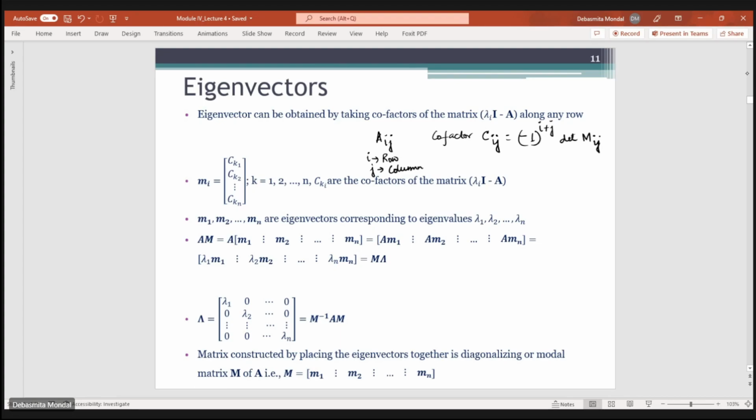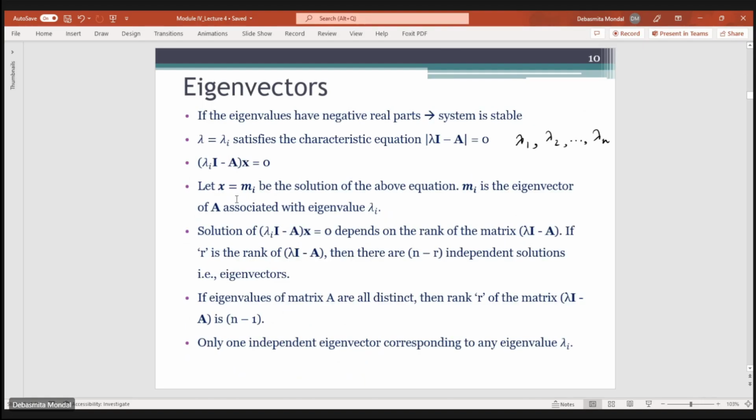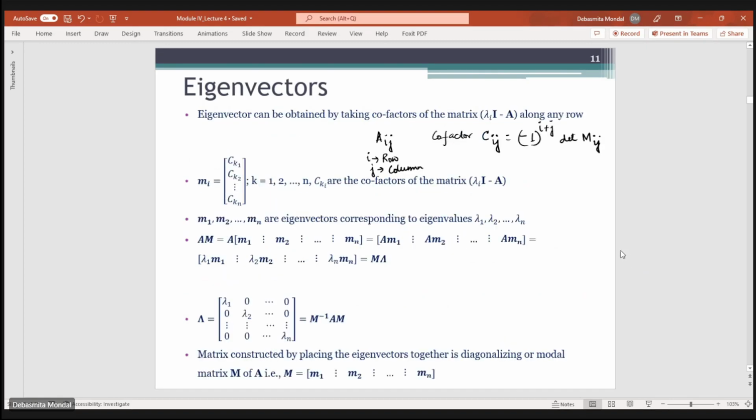If you take this matrix A inside the matrix, you will have A of m1, A of m2, till A of mn. And since x was equal to mi, you can simply express this in terms of lambda, in terms of the eigenvalues. So A m1 will be equal to lambda 1 into m1, A m2 will be equal to lambda 2 into m2, till lambda n into mn.